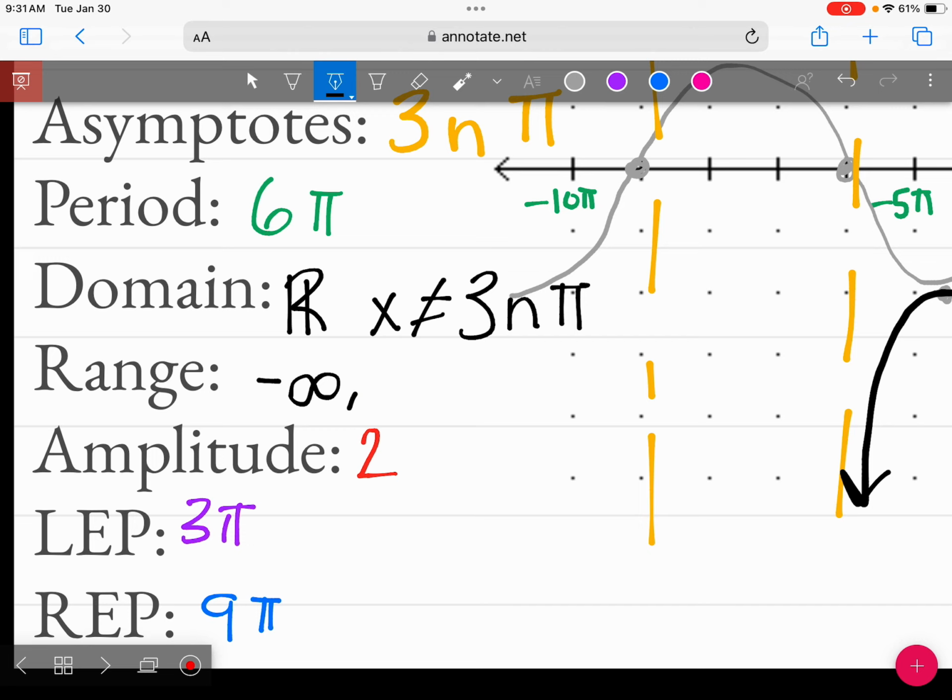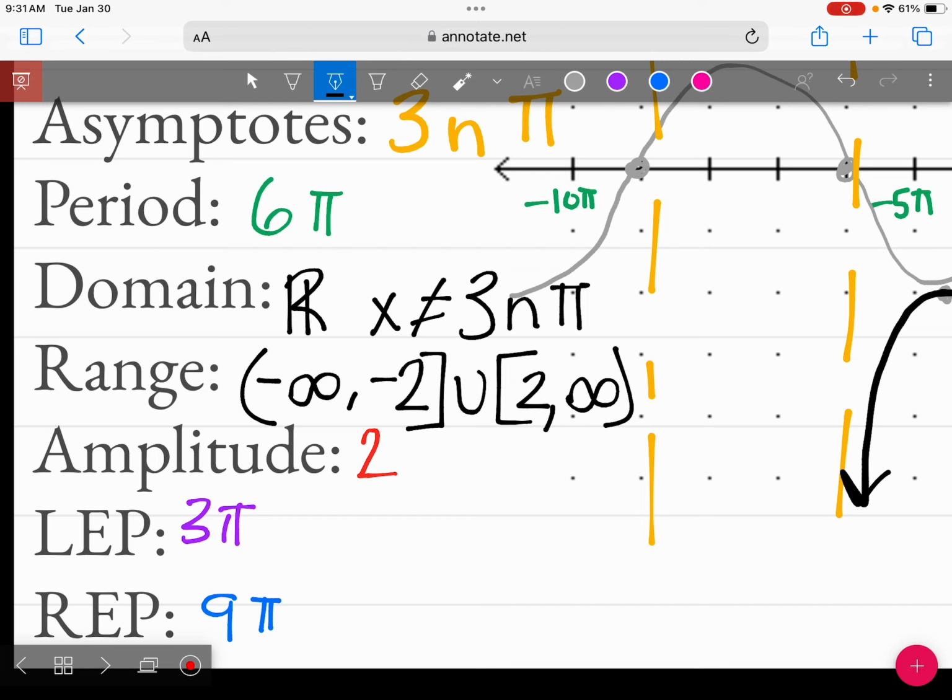From negative infinity to negative 2, unioned with 2 to infinity. Okay, so it takes a lot of the pieces we have been using over the past 2-3 days and week. Like, we've been graphing these for a hot minute now. But that's why we went so slowly through all of our sine and cosine. Because when we get to secant, same vibe.